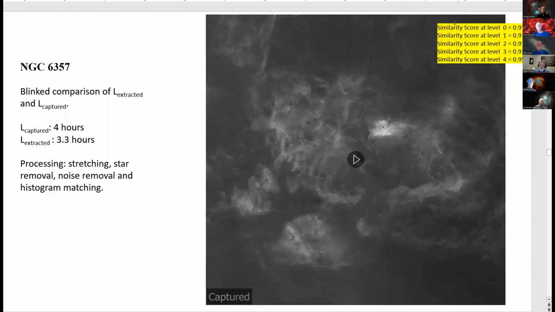Okay, let's start up here in the corner anyway. And here's a similarity scale at each level. Level 0 is the full resolution of the images. And it has, if you want, 91% structural perceptual match between the two images. And as you go down to lower and lower resolution levels in the image, it goes to a better perceptual match.